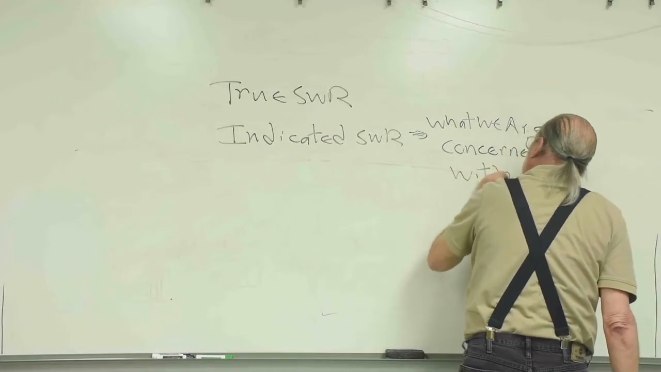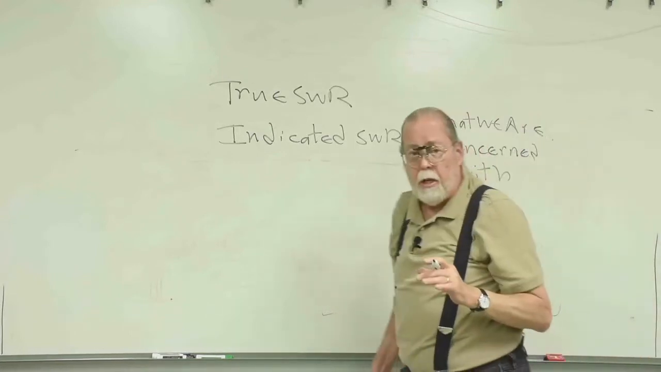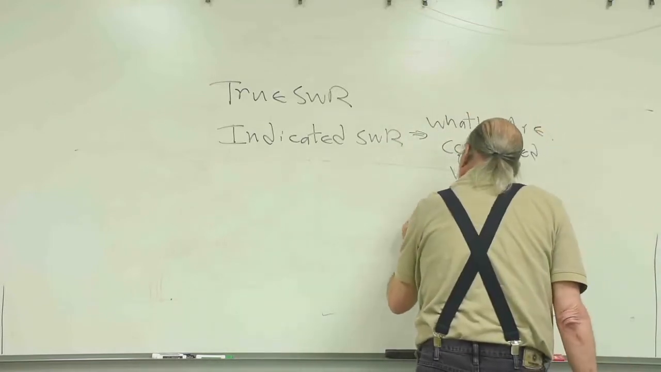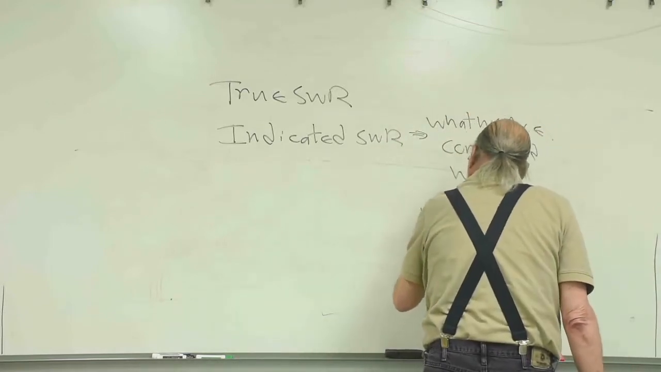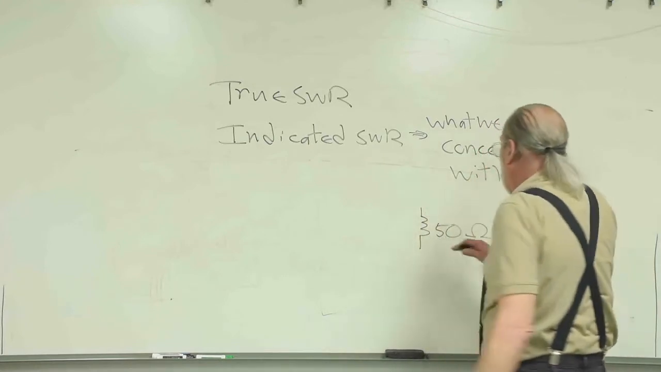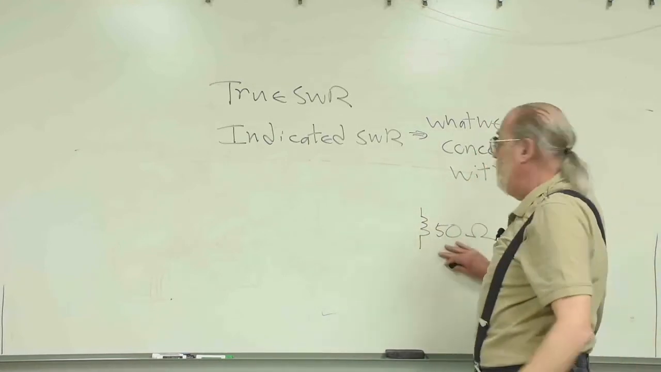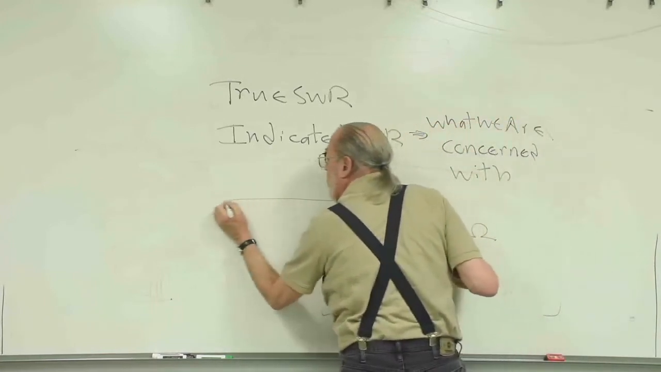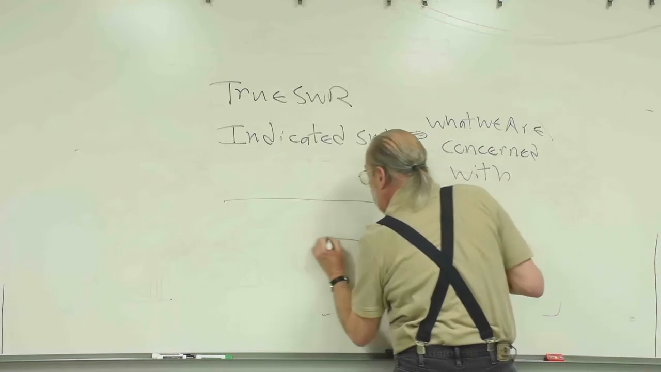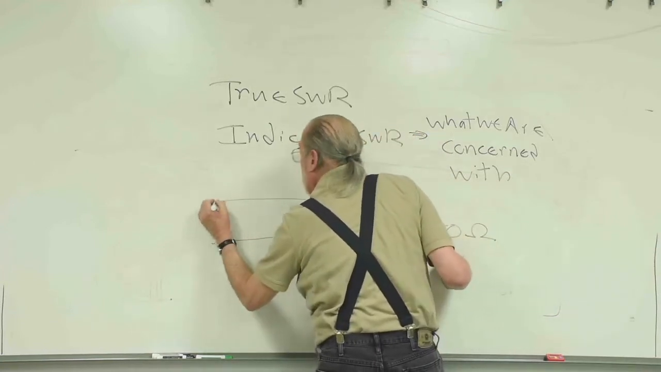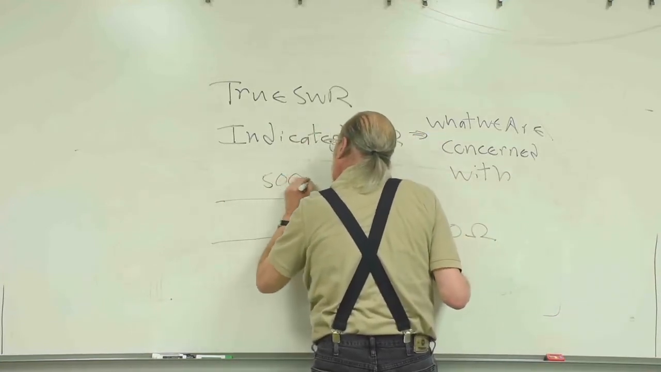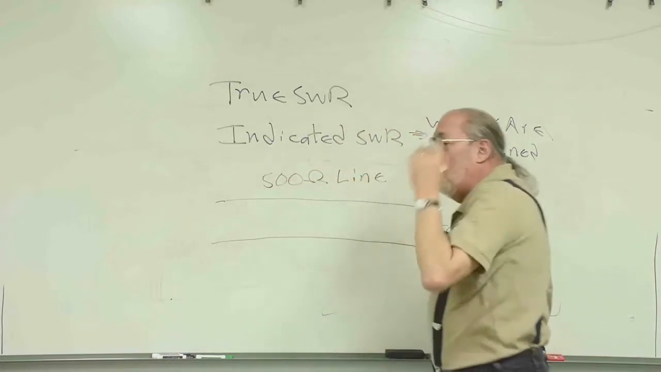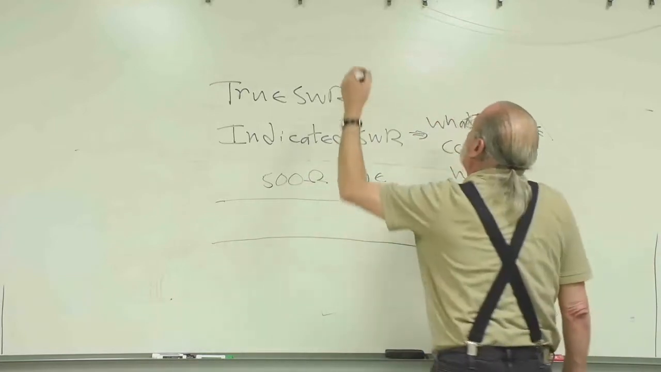The physics of it is very complicated. But I can tell you this. Suppose you have a 50-ohm antenna, and you have my open wire line. This is just an example, a 500-ohm line. One thing you can show is this.